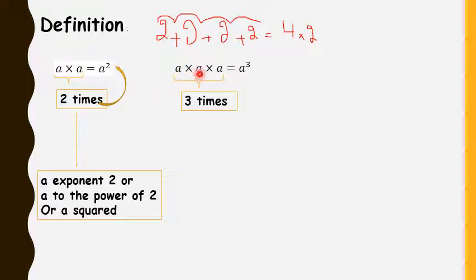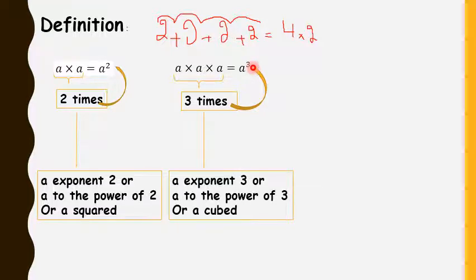Now, A times A times A is multiplied by itself 3 times. So I write down A, the repeated number or letter. How many times it's repeated? 1, 2, 3. It's repeated 3 times, so I write to the power 3. How can I read it? A exponent 3, or A to the power 3, or A cubed. If the power is 2, I say it's A squared. If the power is 3, it's A cubed.